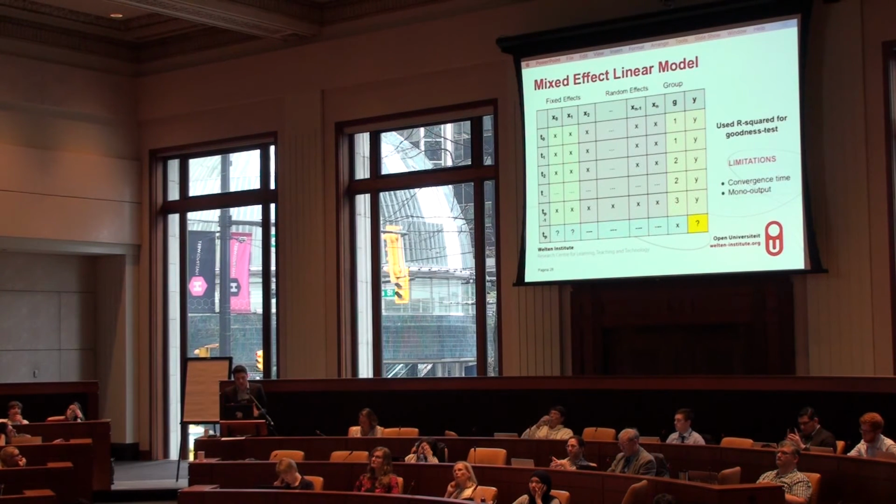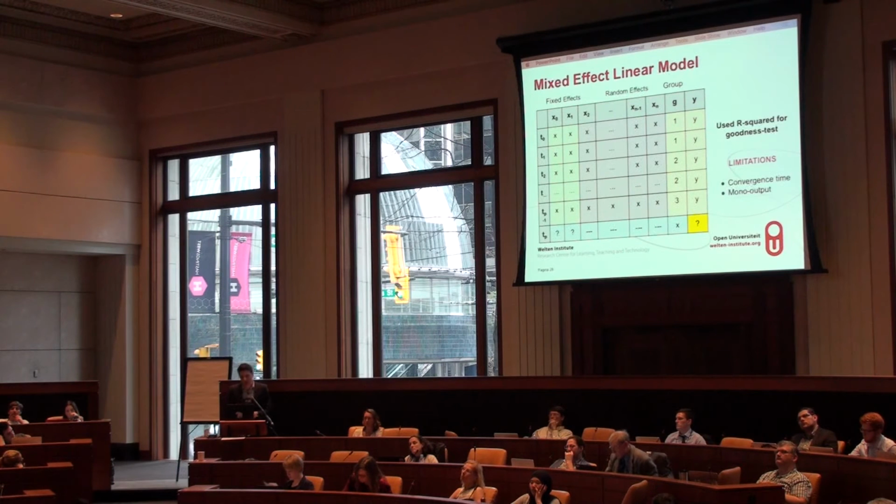The solution that we found was a mixed effect linear model, which is a way of taking into account both fixed and random effects while preserving the specificity of each learner. In this way, we could combine the two different types of attributes, and we could generate a prediction for each learner.